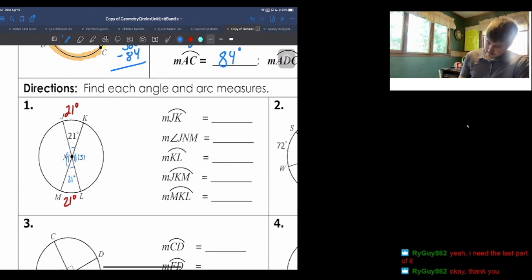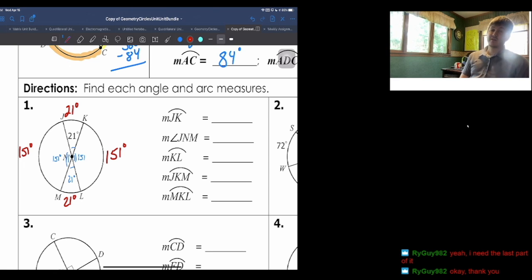Which means the angle right across from it, the vertical angle, is also 159 degrees. And those are also central angles. Those are bigger central angles. So you can go across 159 degrees, 159 degrees.